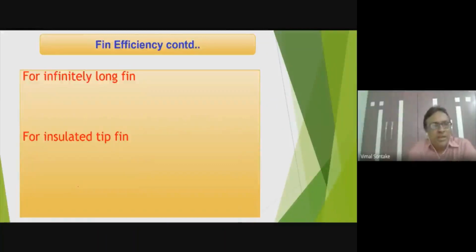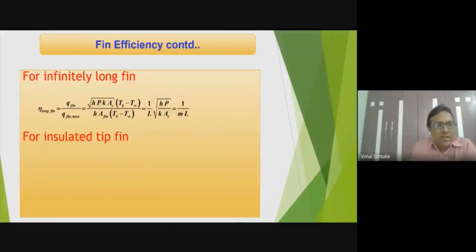For example, for an infinitely long fin, Q fin is nothing but root of hPkAc times (Tb minus T infinity), and the maximum heat transfer rate from the fin under ideal condition is hA fin (Tb minus T infinity). So this will be 1 over mL.